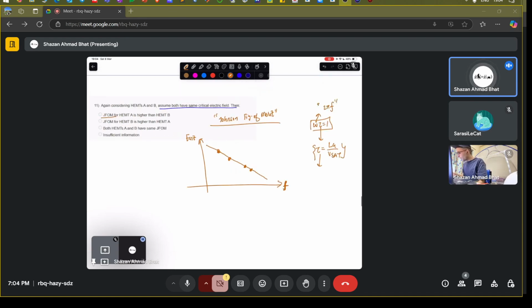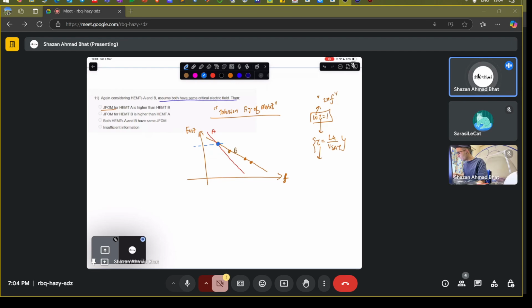So now what is going to happen? If you have the same critical electric field for both of these HEMTs, that means, let's say, for HEMT A a red curve, for HEMT B this is a brown curve, and they have the same critical electric field.